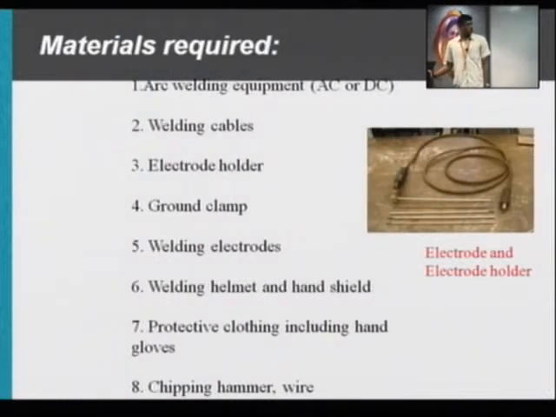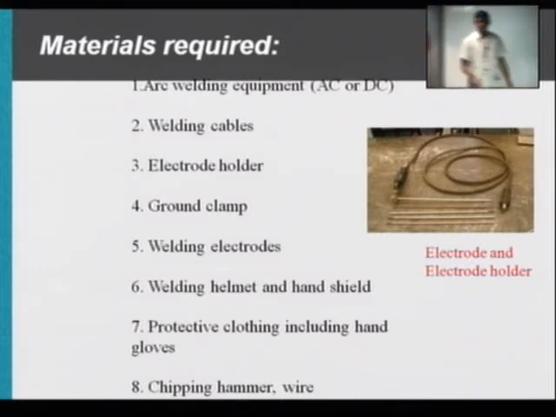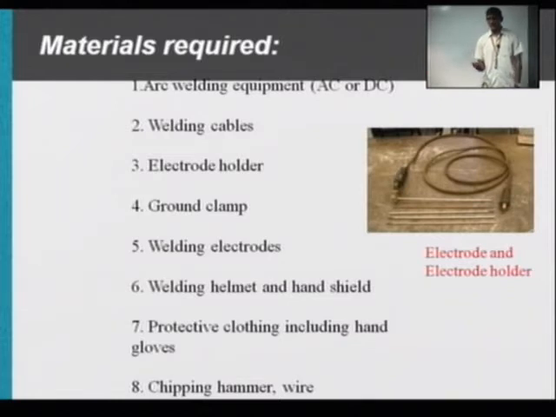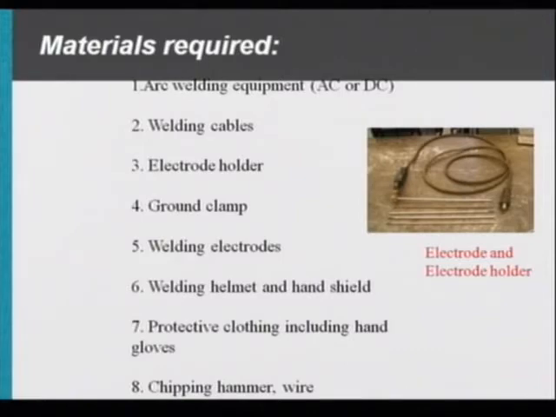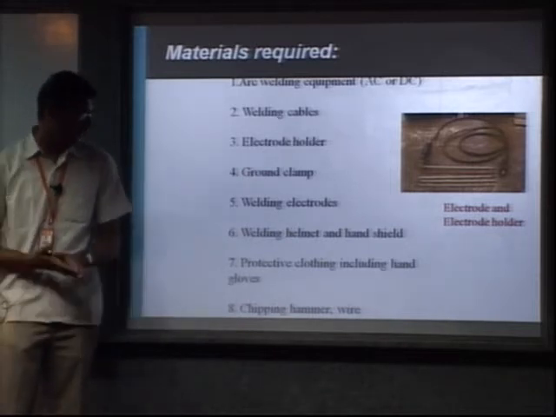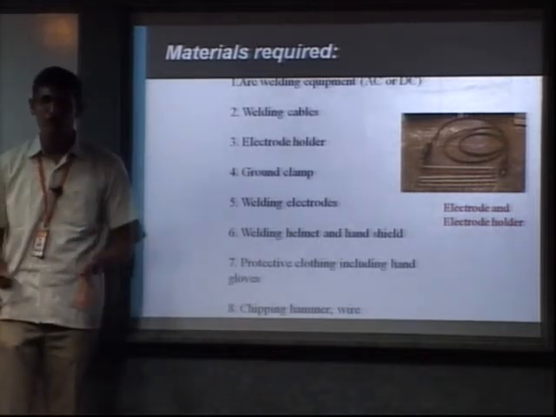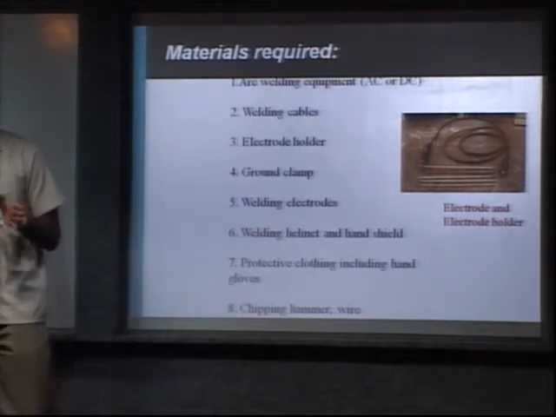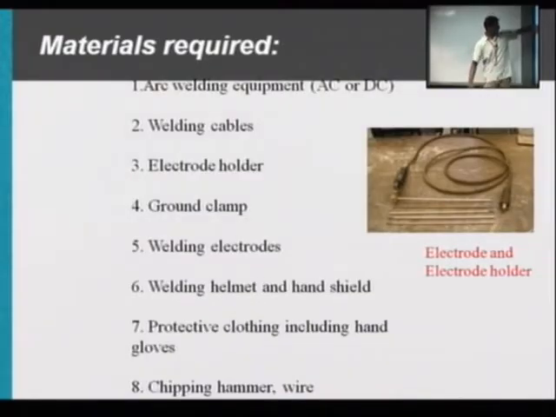So the materials required for this type of process are, first of all, your power source, that is AC or DC, and you need your welding cables, an electrode holder to hold your electrode, a ground clamp, and welding electrodes. And again, for your safety you will need a welding helmet, hand shield, protective clothing, and a chipping hammer. These are used for your protection. So the first five are used for the process, and the next three, that is 6, 7, 8, are used for your safety precaution.